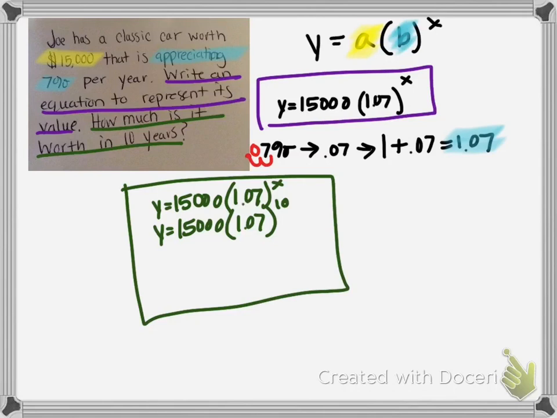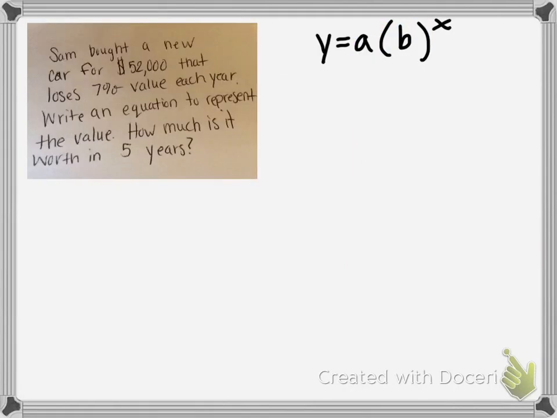But either way, I'm going to type this into my calculator, 15,000 times 1.07 to the power of 10. And I get $29,507.27. Okay, so on the worksheet today, if you can't quite do that last step, that's okay. Okay, let's do one more.